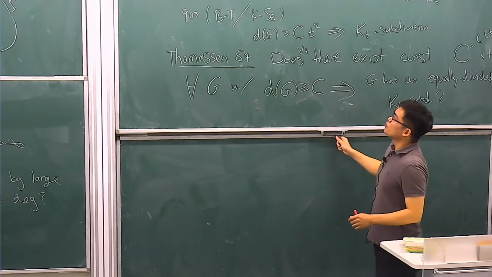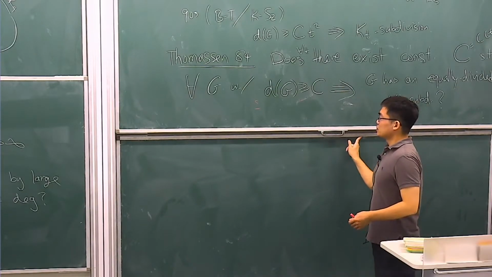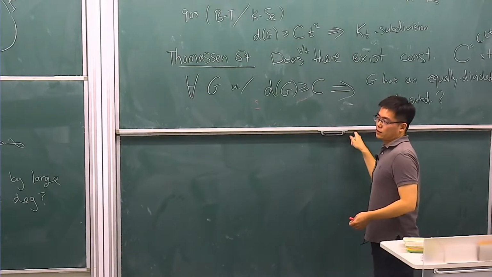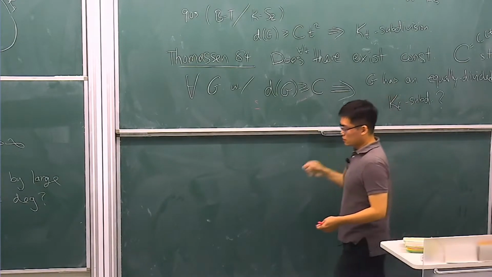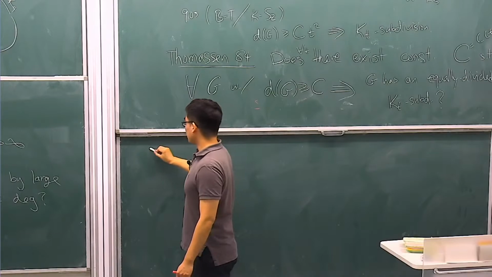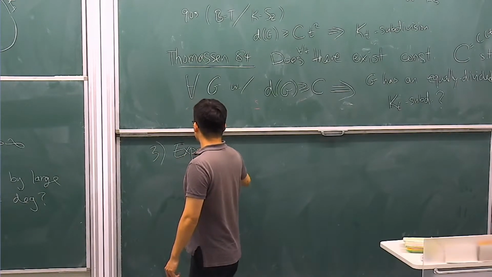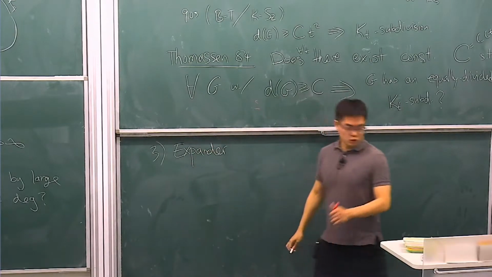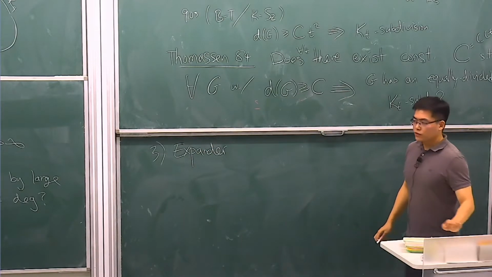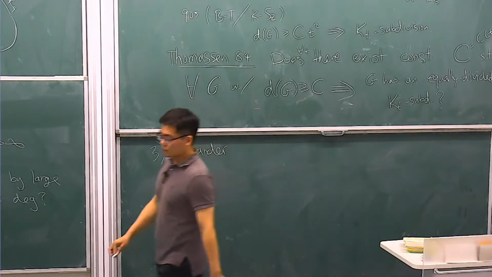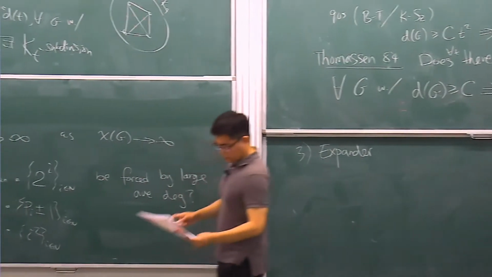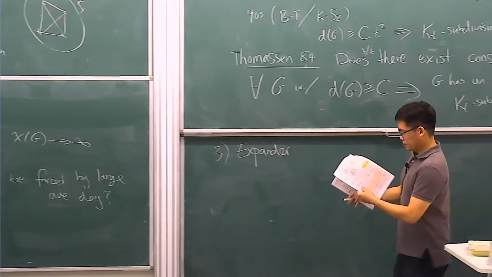Probably we're all familiar with expanders, but let me give a quick intro of what they are and why they're important, just so that we're on the same page. This is another fundamental notion in graph theory. It was first introduced, I think, in the 70s by Pinsker.